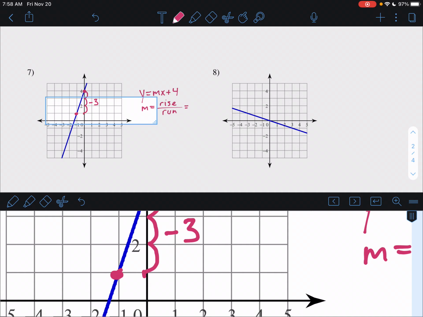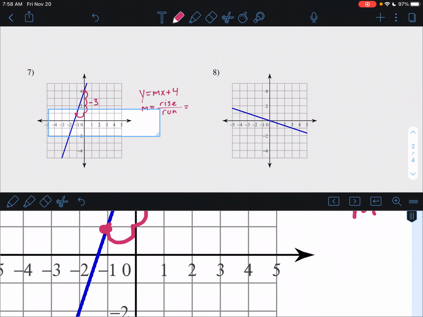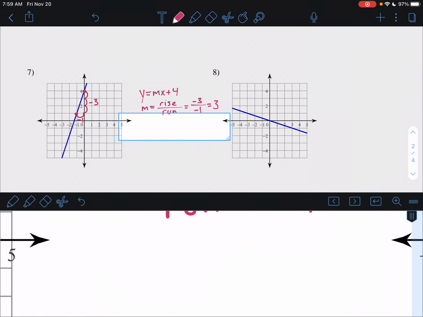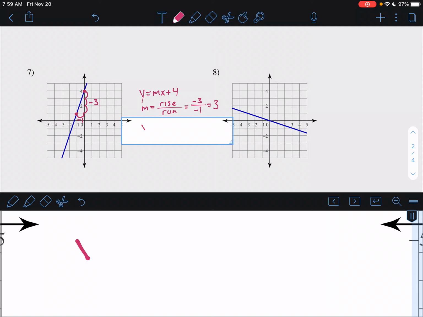And my run, I'm going over 1. But I went to the left 1. If we go to the left, it's negative. If we go to the right, it's positive. So we went to the left 1, so that means -1. My rise is -3. My run is -1. A -3 over -1, that just simplifies to, well, a negative divided by a negative is a positive, and then 3 over 1 is just 3. So that is just 3. Meaning the equation of this line on number 7 is y equals 3x plus 4.